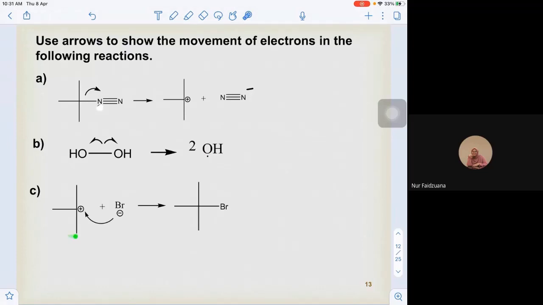And then this is the bond formation when we have the negative Br, Br minus or bromide, that reacts with this carbocation. So the bromide will attack the carbocation and they form a new bond between them. We are using this full-headed arrow because bromine is using both of its lone pair.